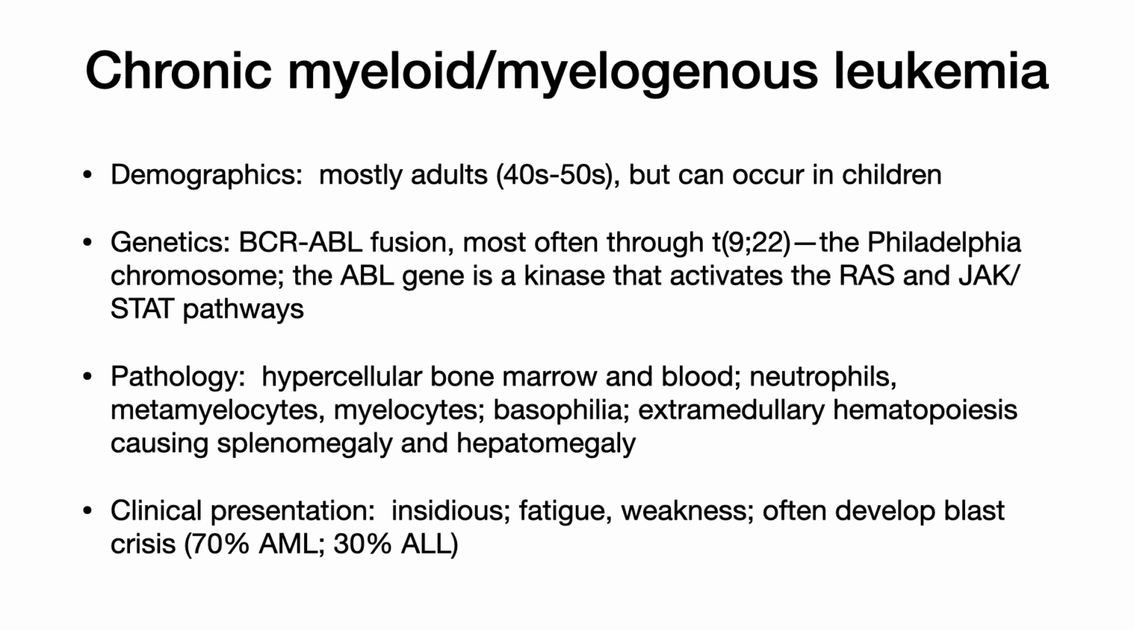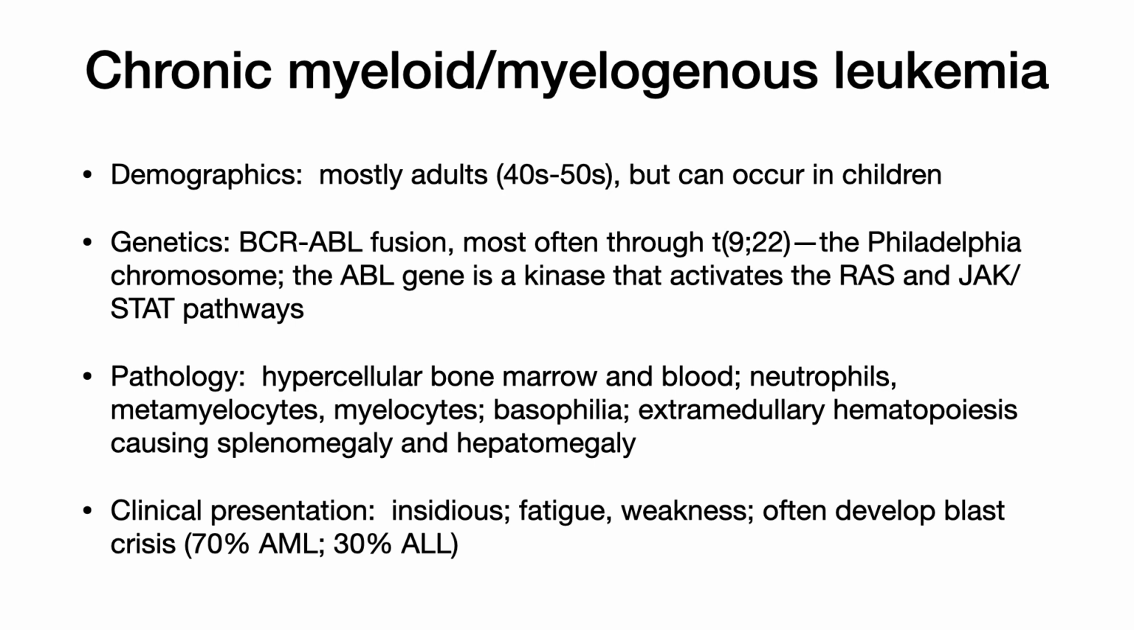So CML, this one says usually it's adults, although it can occur in children as well, and usually around their 40s or 50s. This, if you're going to know one translocation, I would say this is the one. The Philadelphia chromosome, the 9;22, the BCR-ABL. And it says ABL is the gene that has the kinase that activates the RAS and JAK-STAT pathways, and that's what's going to allow them to have growth independence, where they grow on their own.